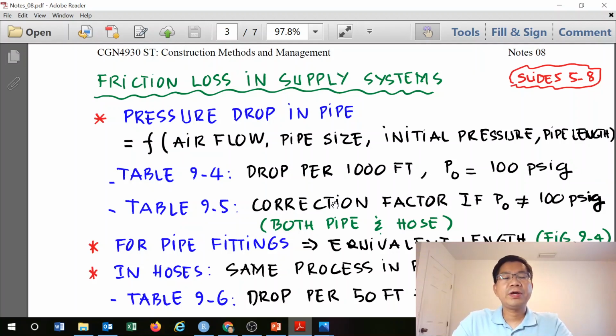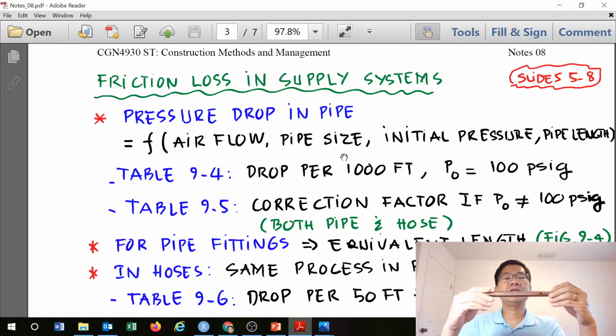Continue with this lesson. We discuss friction loss in supply systems, and it can be applied to compressed air or water supply systems. Both systems are discussed in today's lesson. For pressure drop in a pipe for compressed air, that is a function of the airflow, the pipe size, so it depends on the diameter of the pipe, the initial pressure at the receiver, and the pipe length. It will determine the loss.